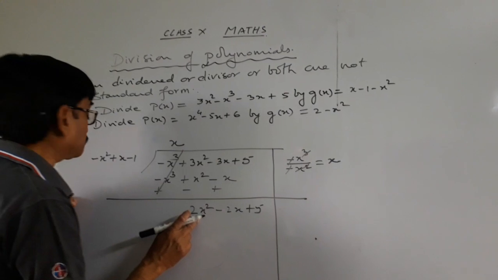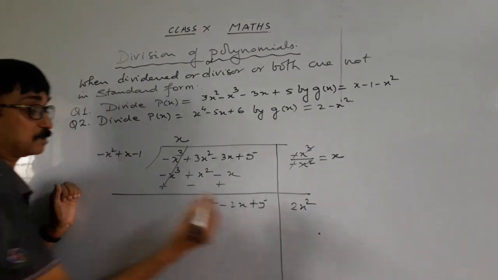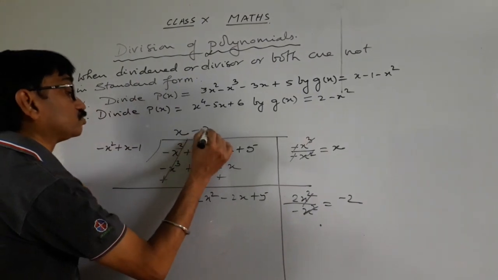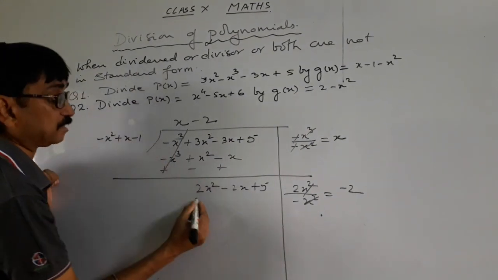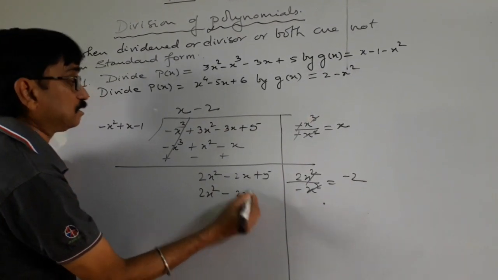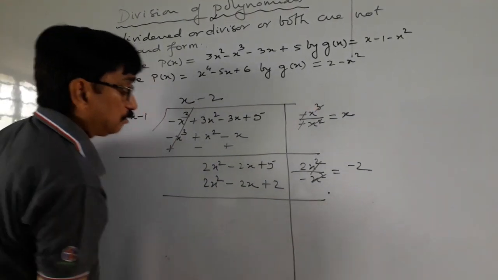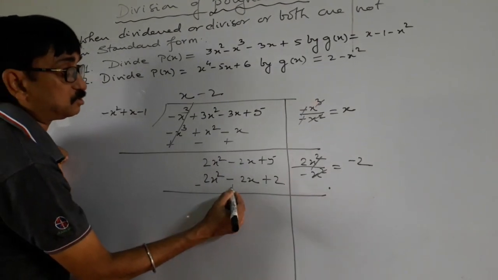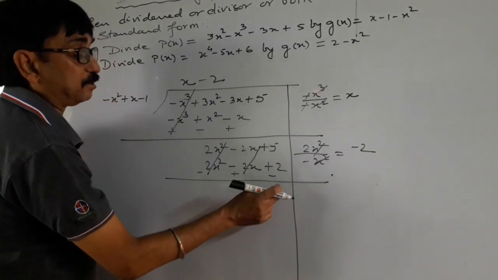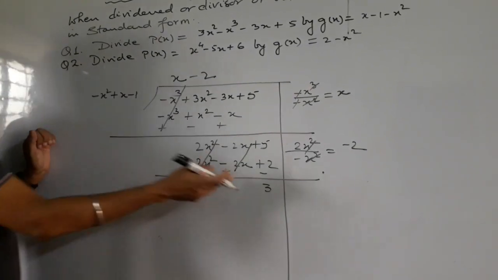This cancels out. 3x square minus x square is 2x square, minus 3x plus x is minus 2x, plus 5. Now the first term of our next dividend is 2x square, and dividing by minus x square, we are left with minus 2. So minus 2 into minus x square is 2x square, minus 2 into x is minus 2x, minus 2 into minus 1 is plus 2. Now when we subtract, the sign will change. So this cancels out, this also cancels out. 5 minus 2 is 3. The degree of the remainder is 0 and the degree of the divisor is 2. So 0 is less than 2.